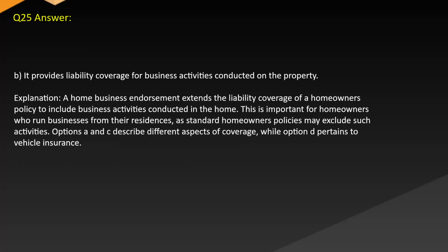Answer. B. It provides liability coverage for business activities conducted on the property. Explanation. A home business endorsement extends the liability coverage of a homeowner's policy to include business activities conducted in the home. This is important for homeowners who run businesses from their residences, as standard homeowners policies may exclude such activities. Options A and C describe different aspects of coverage, while option D pertains to vehicle insurance.